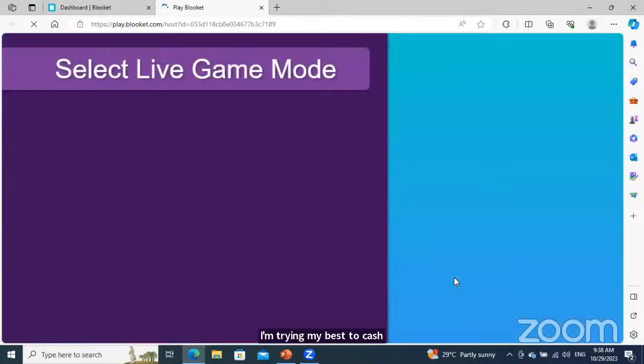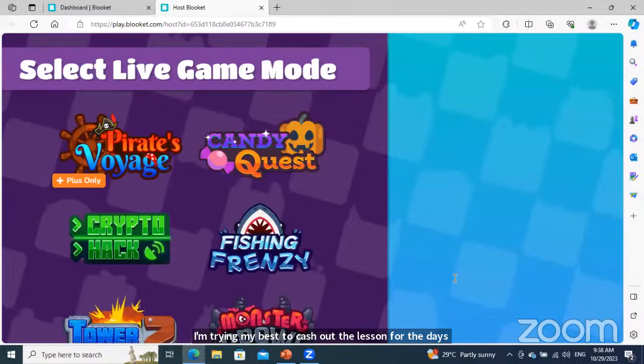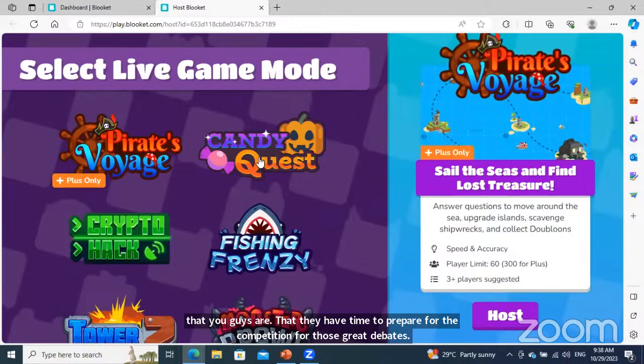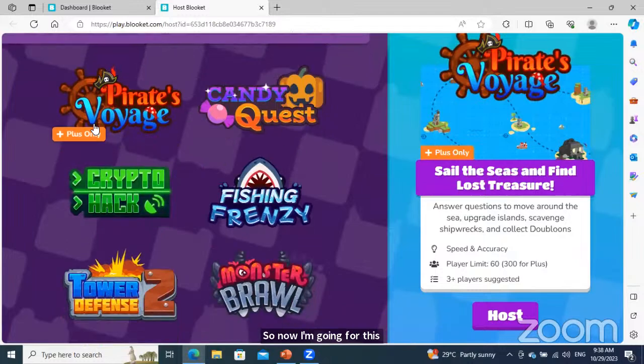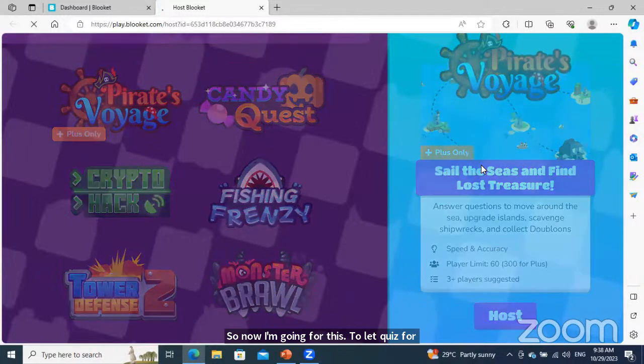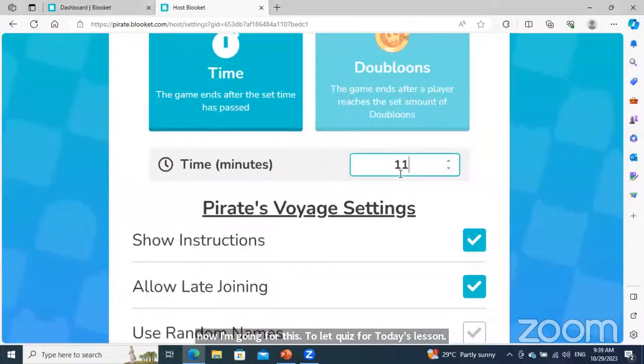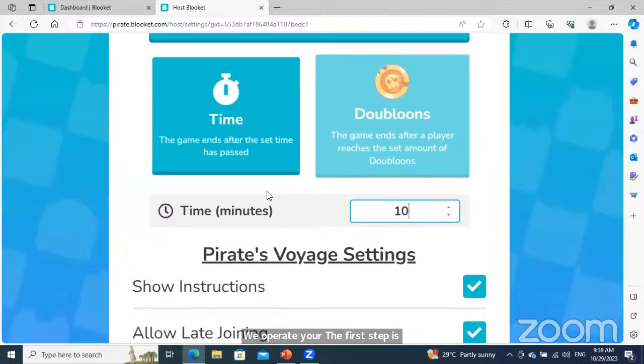I'm trying my best to cut short the lesson for today so you guys have plenty of time to prepare for the competition, for those going for the debates. So now I'm going for this booklet quiz for today's lesson. We will play 2 types of game. The first type is pirate. The second type is candy. All right.